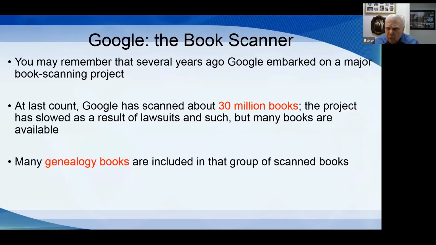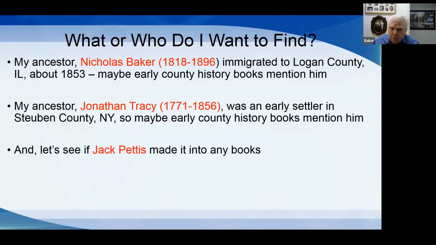You know that a few years ago, Google was really big in the book scanner world. They embarked on this really major book scanning project, and they have now scanned something like 30 million books. They've slowed down a little bit. There were some lawsuits and things, but they've got them. They've got more books probably than anybody, including a good number of genealogy books.